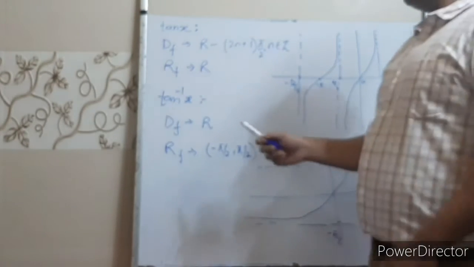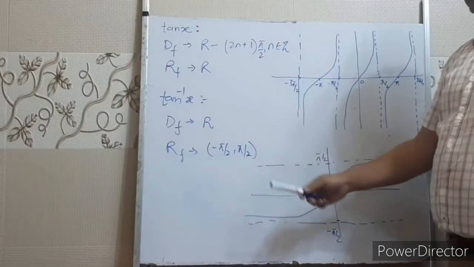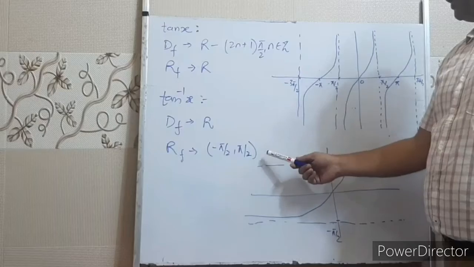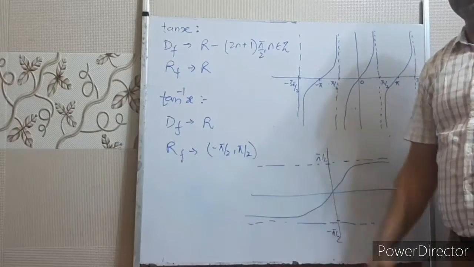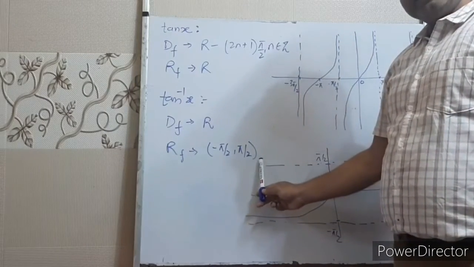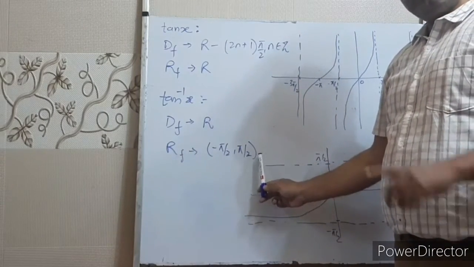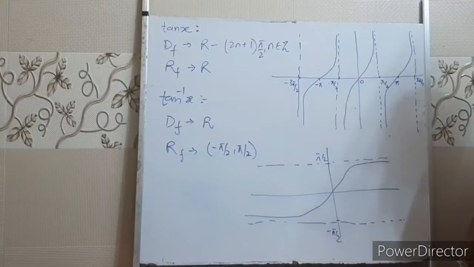So the domain of tan inverse x will become all real numbers, and the range, which is also called the principal value branch, is -pi by 2 to pi by 2 in open interval. Why in open interval? Because tan x is not defined at pi by 2 and -pi by 2. Understood? Please note down.